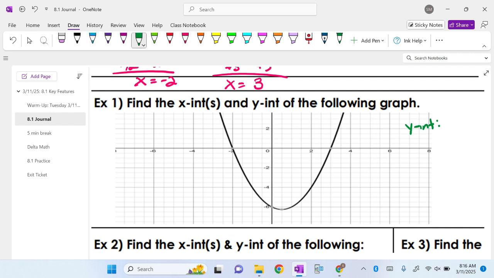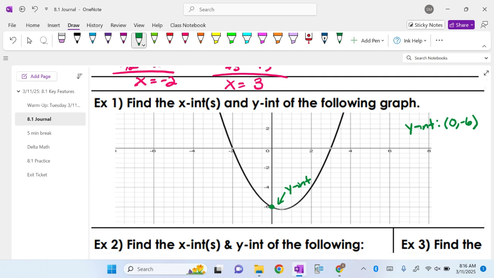All right, let's go with Olivia. Where's the y-intercept on this graph? Right here at -6. So as a point, that would be what, Olivia? 0, -6. So that's where our y-intercept is. It's right here.